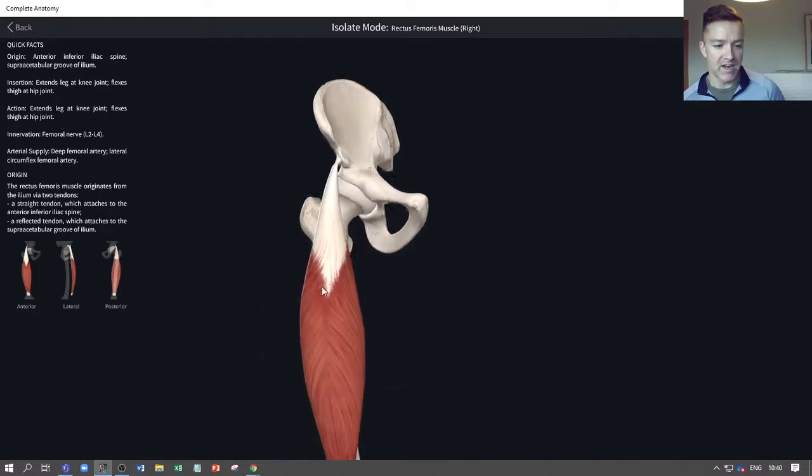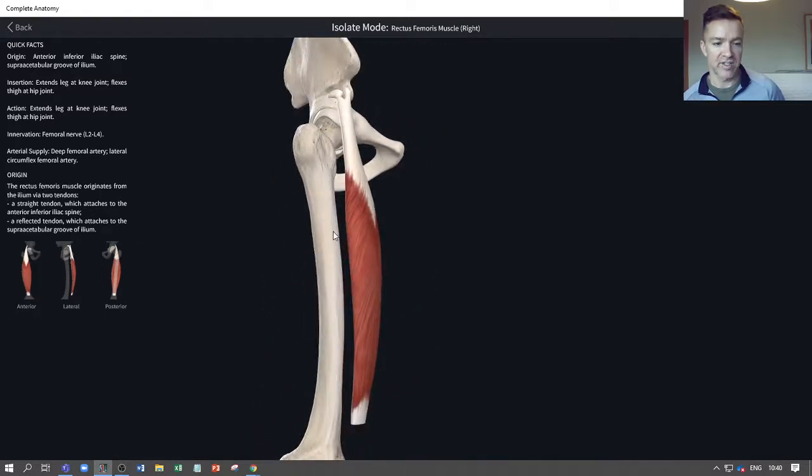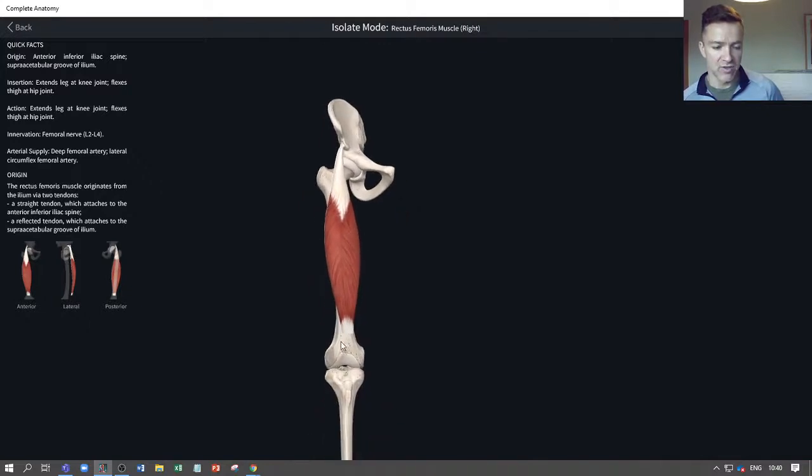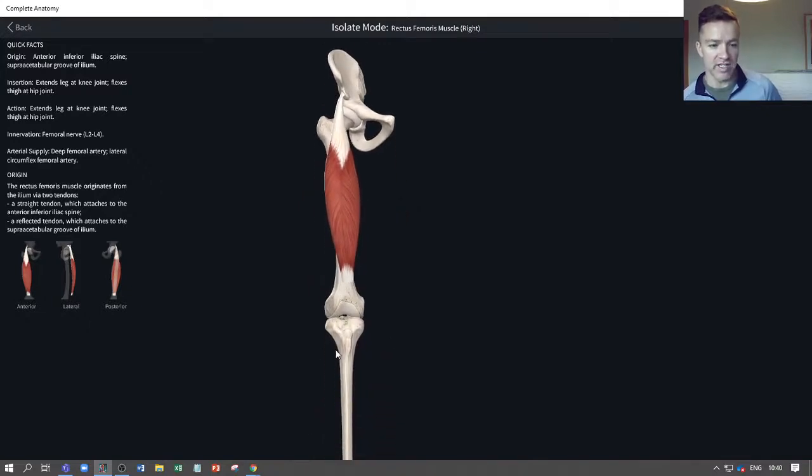We've got the belly of the muscle, which sits on the anterior surface of the thigh, and it runs down to the knee joint, and it crosses over the knee joint and inserts onto the tibia below the knee. Now I'll show you that insertion in a little bit more detail in a moment.